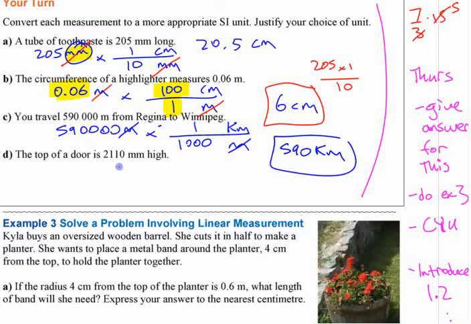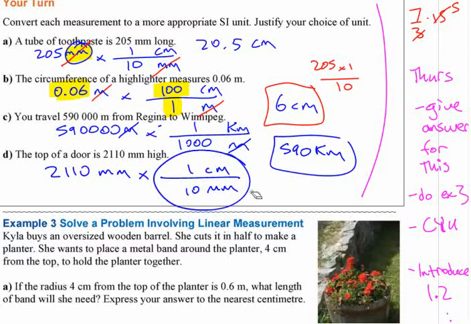The top of a door is 2,110 millimeters high. What's the best measurement for the height of a door in metric? You could do centimeters, you could do meters, you could do either one, right? If you chose centimeters, what you would be multiplying this by is 1 centimeter is 10 millimeters. How does that tell you whether you're multiplying or dividing by 10? The fact that the 10 is on the bottom means you're going to divide by 10.